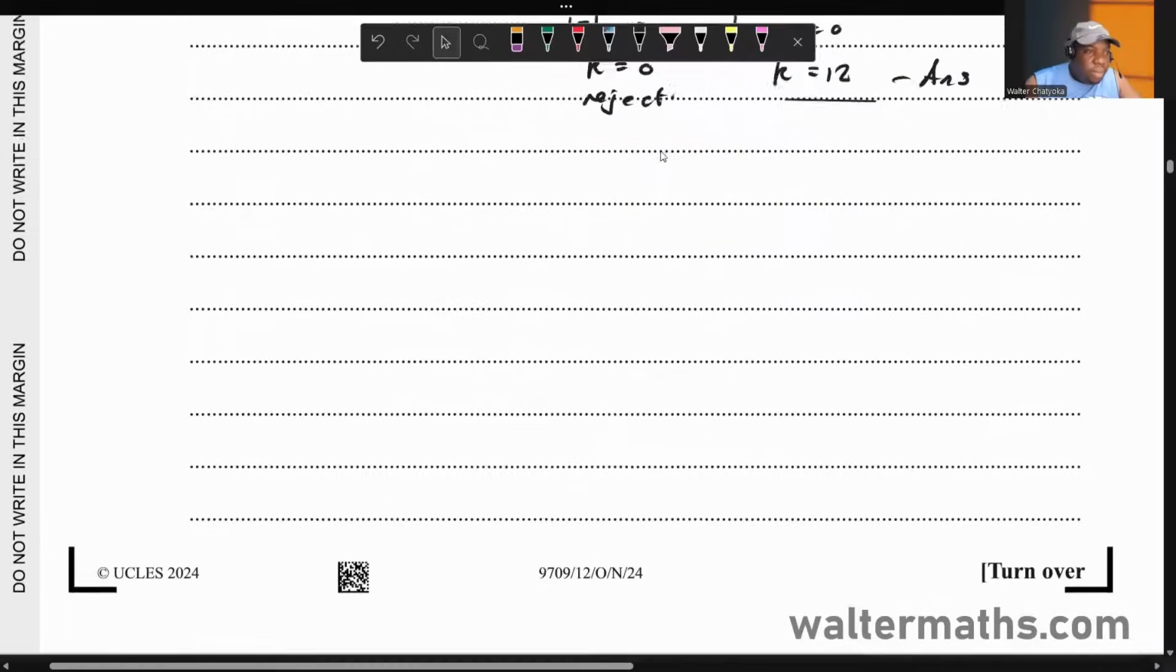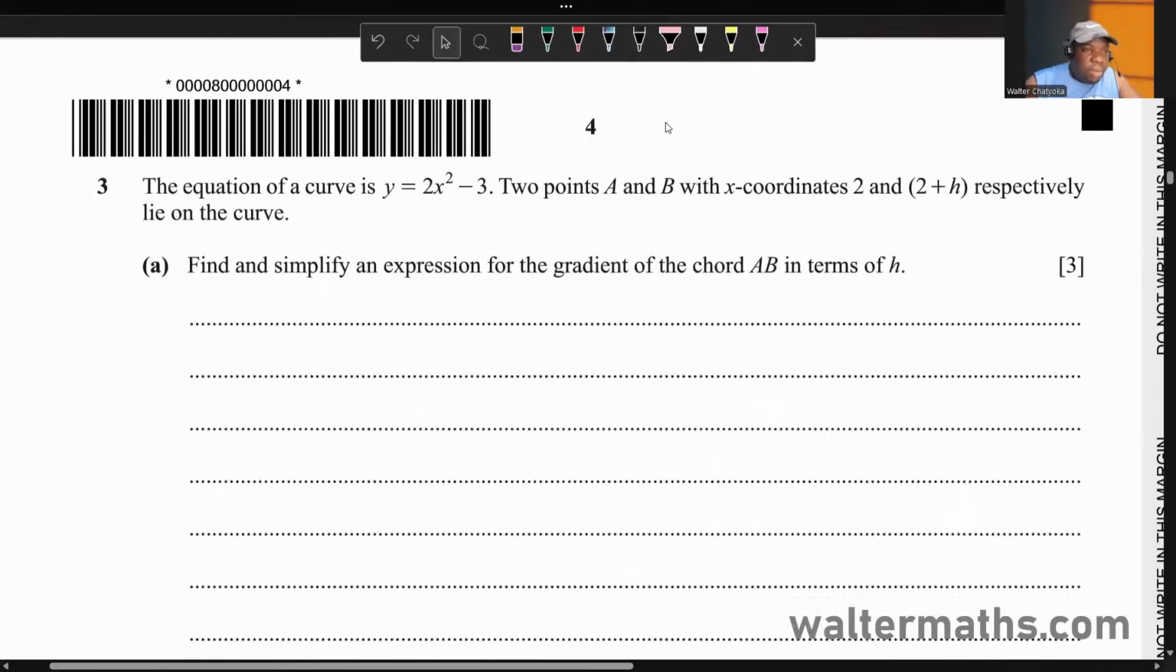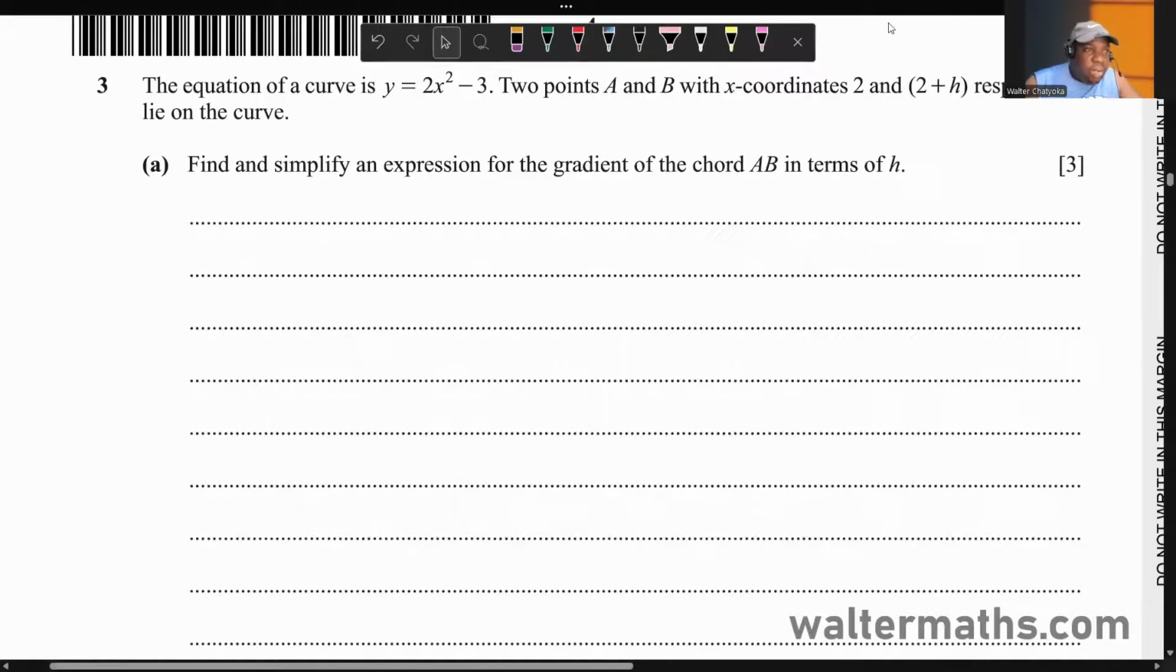Let's move on. Now we're on number 3, and it says the curve y is equal to 2x squared minus 3x, for points A and B with x coordinates 2 and 2 plus h respectively lie on the curve. So in part A, find and simplify an expression for the gradient of the chord AB in terms of h. So this is what we have here.